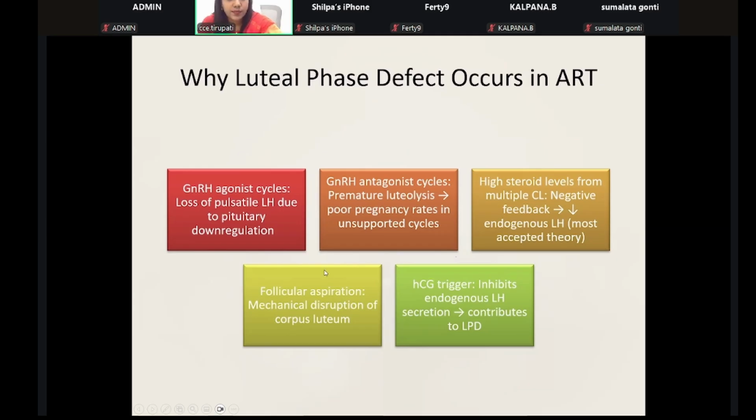And whenever we aspirate the follicles, it leads to mechanical disruption of the corpus luteum also. And when we give the HCG trigger, HCG is a surrogate of LH. So it inhibits the endogenous LH secretion. So it contributes to luteal phase defects. These are all the mechanisms why luteal phase defect occurs in ART cycles.